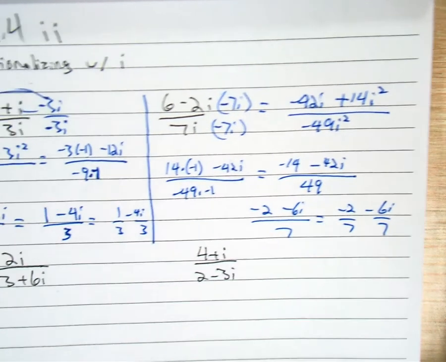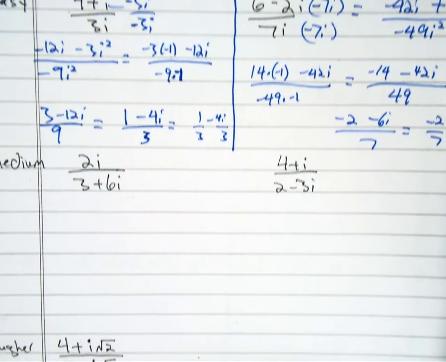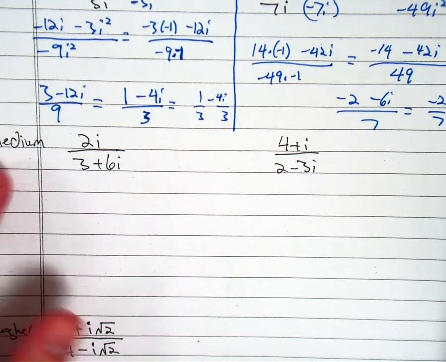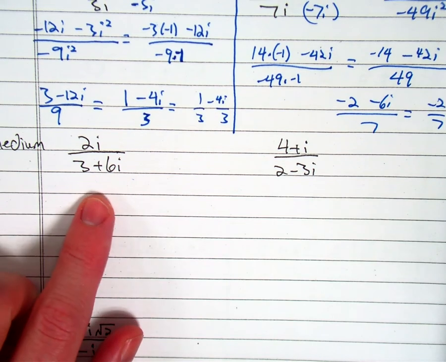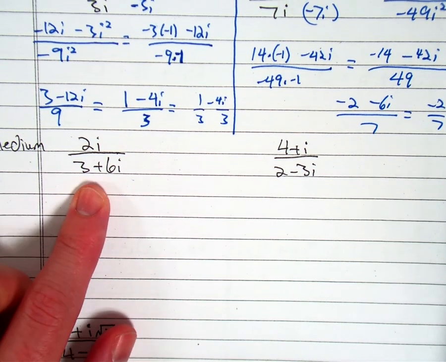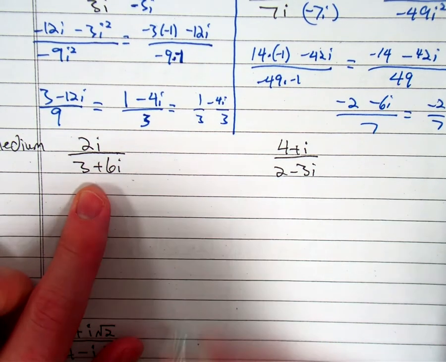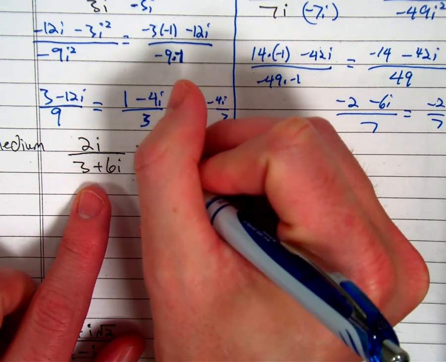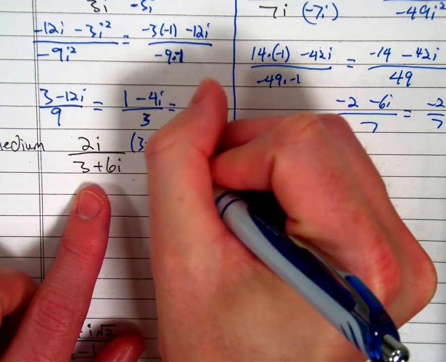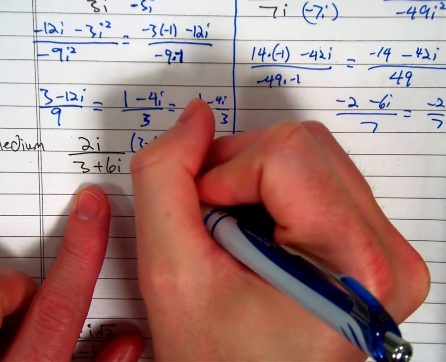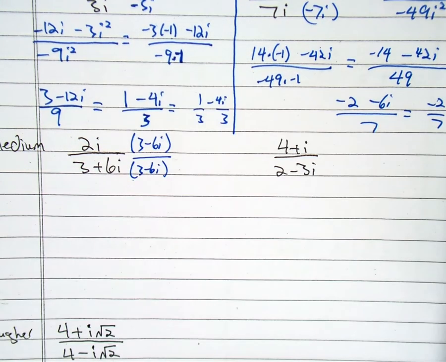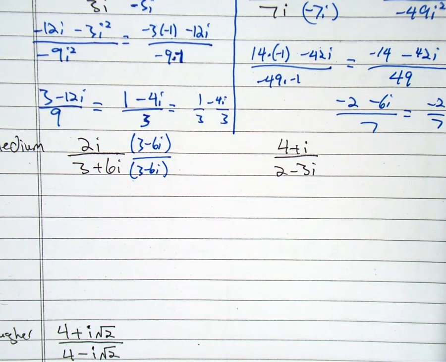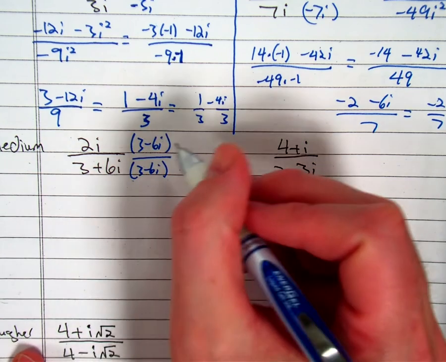Okay, the medium problems. Okay, 2i over 3 plus 6i. So now when there's two things, you have to go opposite. You have to go opposite sign. So we're going to go parentheses 3 minus 6i, top and bottom. Okay, 3 minus 6i, top and bottom.